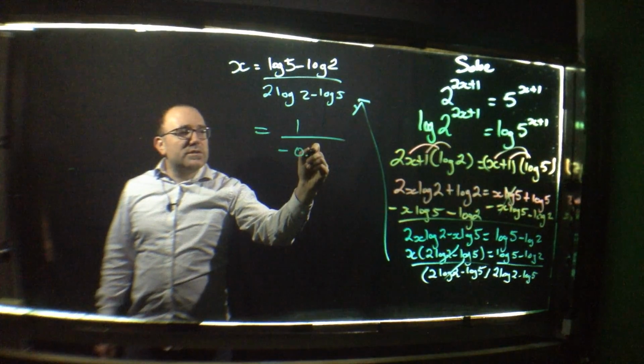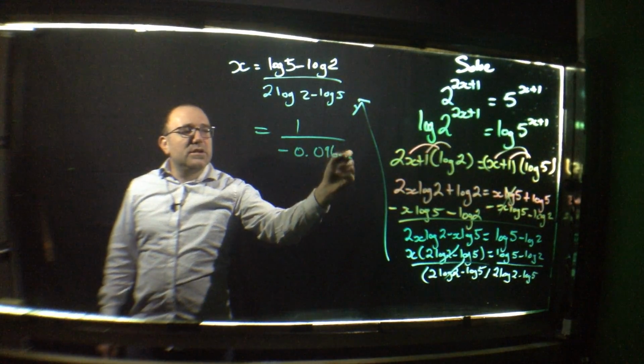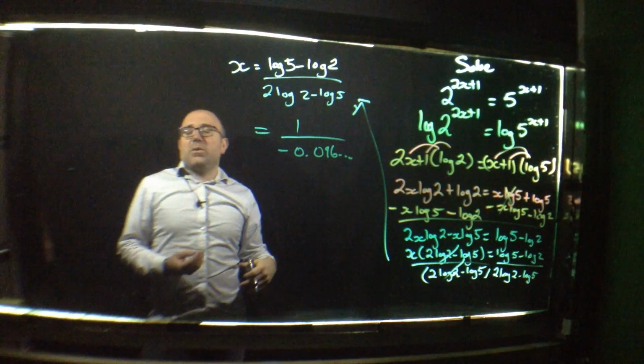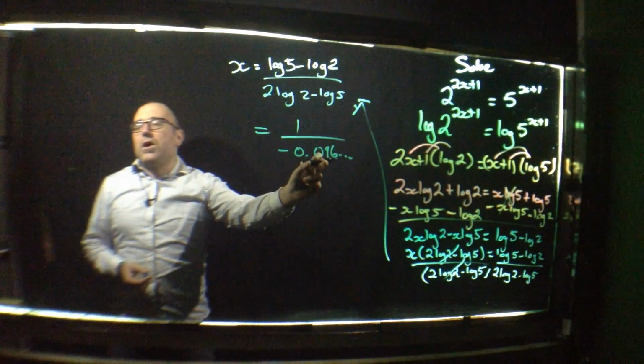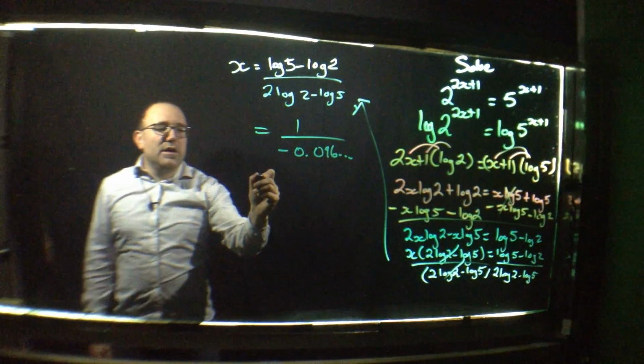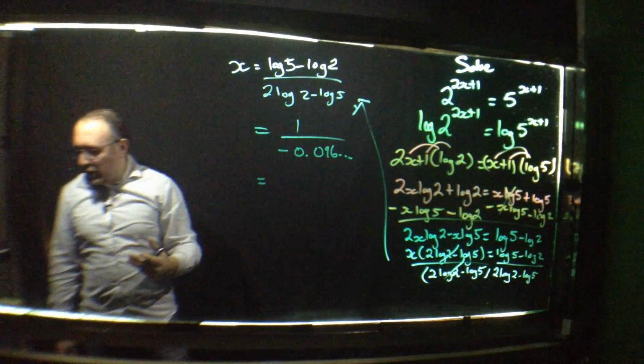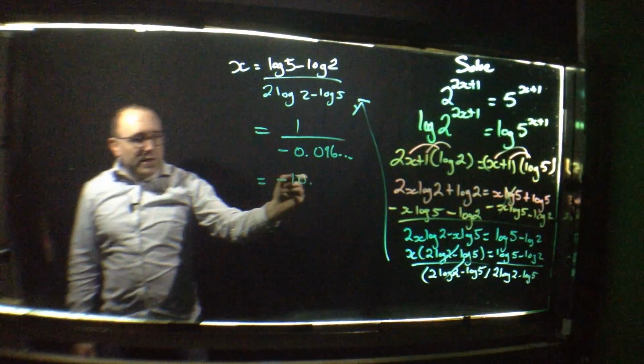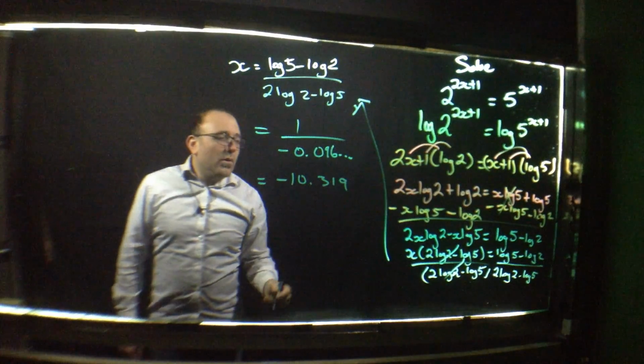Now when we do the bottom part, 2 times log 2 minus log of 5, you get negative 0.096. It keeps going. So this is where you would keep this value in your calculator, do 1 divided by that, and you will get a solution in the end of negative 10.319, to 3 decimal places.